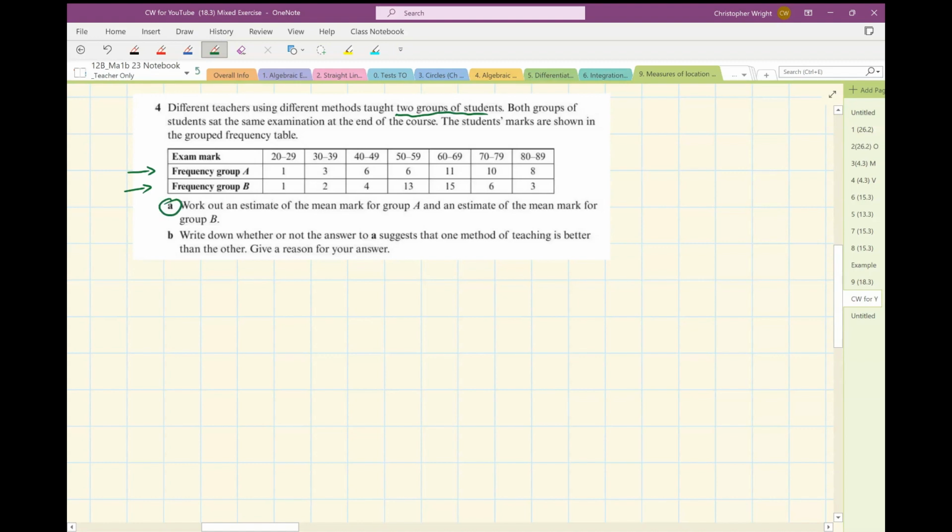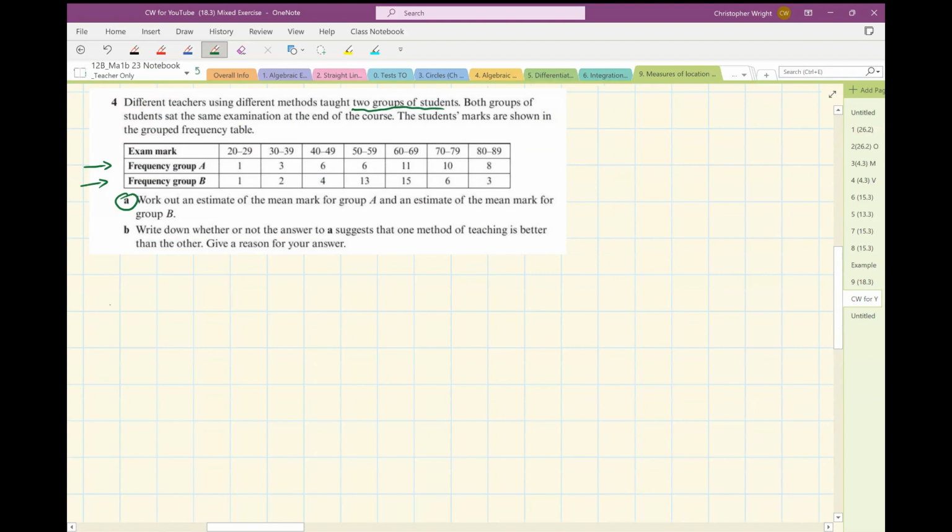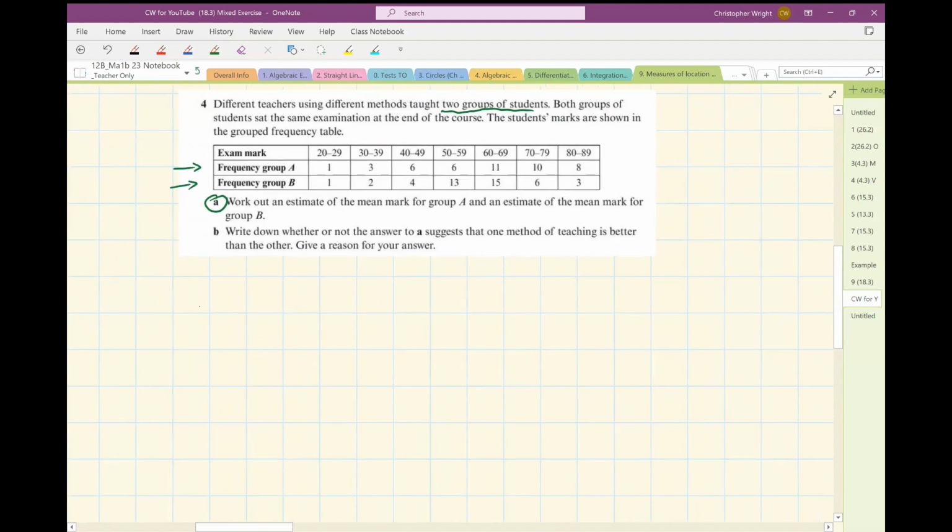Work out an estimate for the mean mark for Group A and an estimate for the mean mark for Group B. Right. Well, I've got group data here, so I'm going to need to use the midpoint for each of these classes here. So for instance, that's going to be 24.5, isn't it? Right, so let's do the mean for Group A first. So one of them scored 24.5. We're assuming it's 24.5. 3 of them scored 34.5.